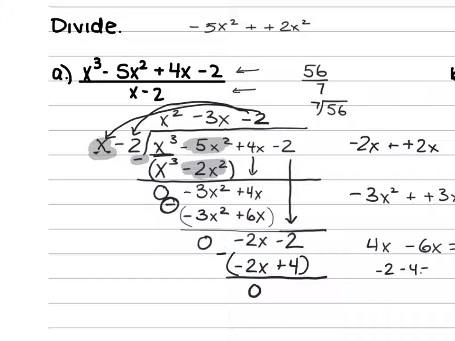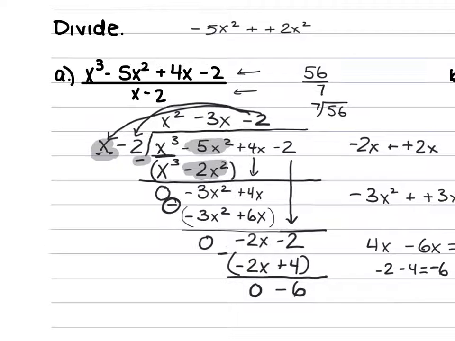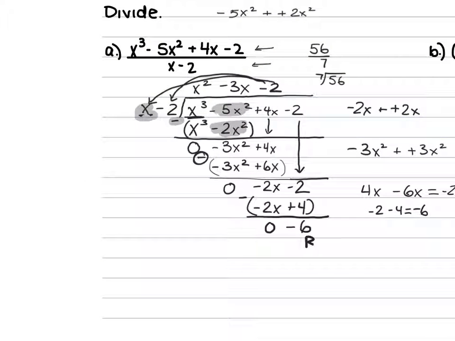Now we've got negative 2 minus 4. It's minus positive 4. So negative 6. Negative 2 minus 4 is negative 6. So what would I do in a normal problem like this if I had nothing else to bring down? It's a remainder. Okay, so check it out. I'm going to put an R right here for just a moment to remind us that negative 6 is the remainder.